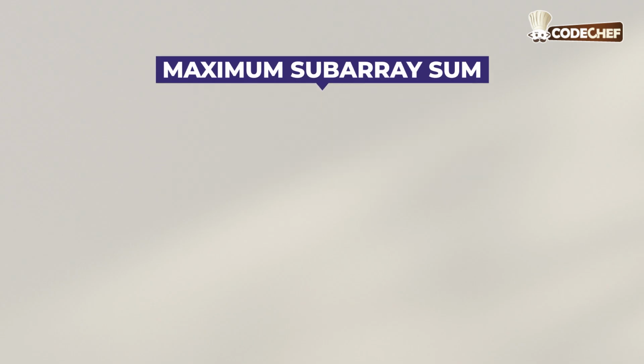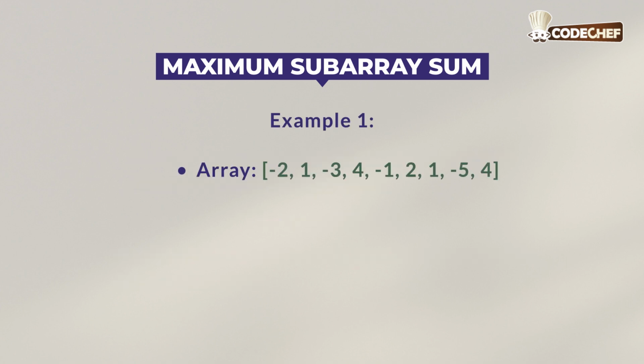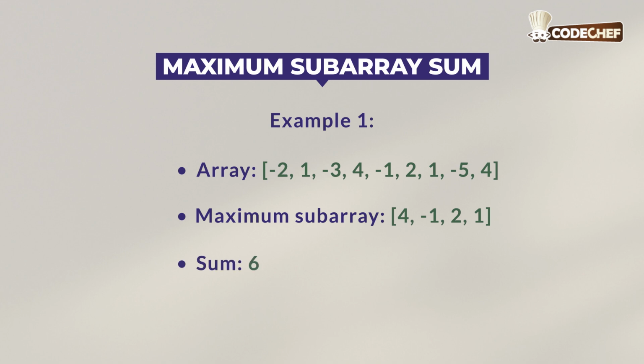Maximum sub-array sum. The grand finale, one of the most famous array problems. This is Kadane's algorithm. Find the contiguous sub-array with the largest sum. In example 1, you can see array -2, 1, -3, 4, -1, 2, 1, -5, 4. The maximum sub-array is 4, -1, 2, 1, and the sum of the same is 6.